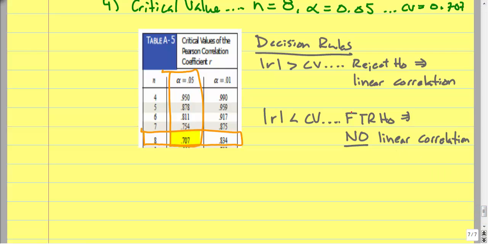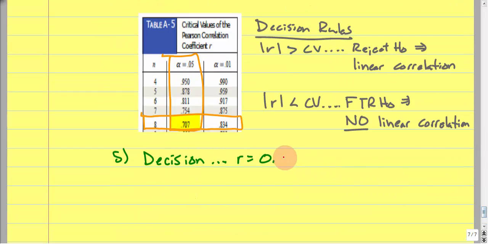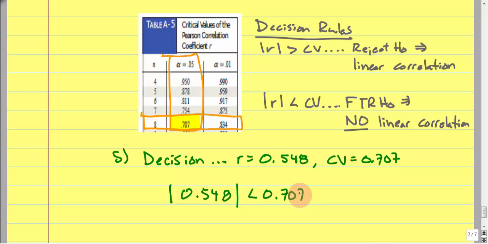Okay, so now let's go ahead and make that decision. For my decision, I need to know r. In this case, that was 0.548. And I need to know my critical value, which is 0.707. So the absolute value of r, the absolute value of 0.548, is going to be less than 0.707. So I need to fail to reject H0. So there's no linear correlation.